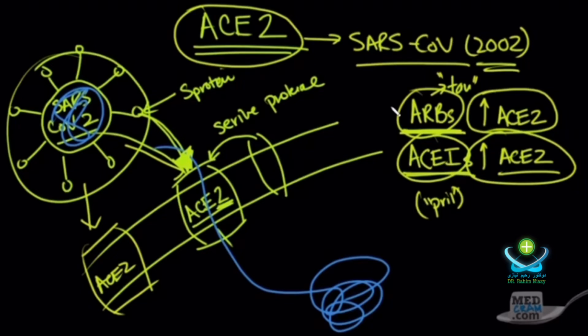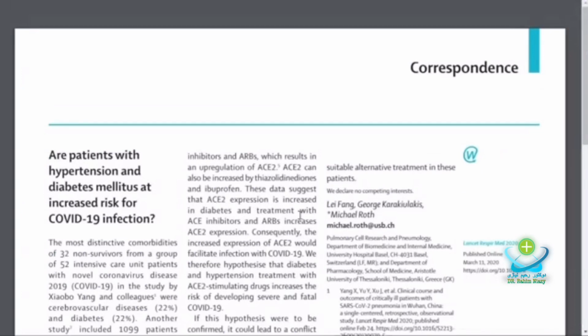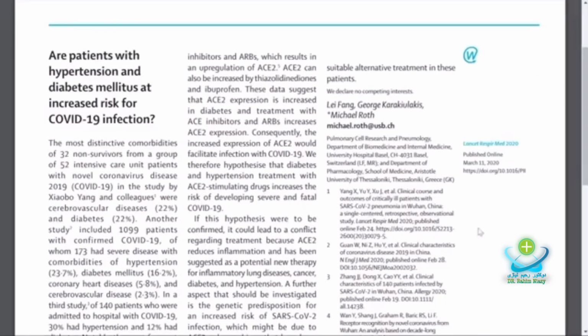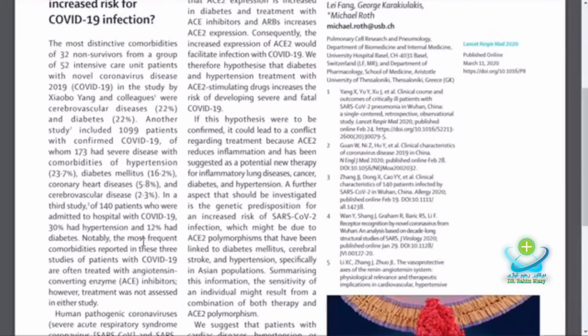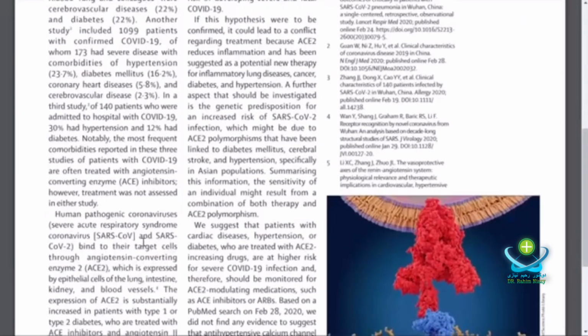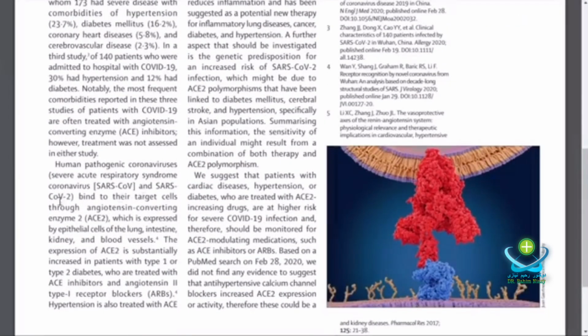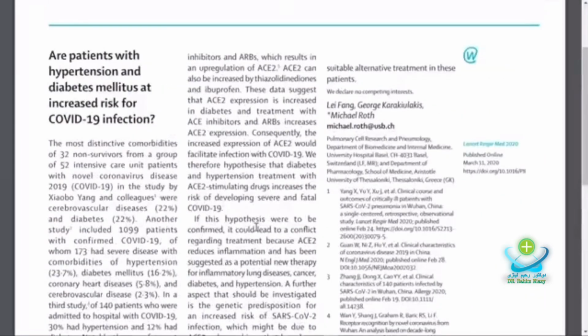And so this has led to a number of articles and a lot of social media to talk about, well, should we get off of our medications that we're taking for high blood pressure? So here is an article that was sent to The Lancet, was published on March 11th, 2020. And the question is, are patients with hypertension and diabetes mellitus at risk for COVID-19 infection? And they talk about the incidence of cardiovascular diseases. They talk about the SARS-CoV virus and SARS-CoV-2 and the ACE-2 protein, which is the receptor for this.